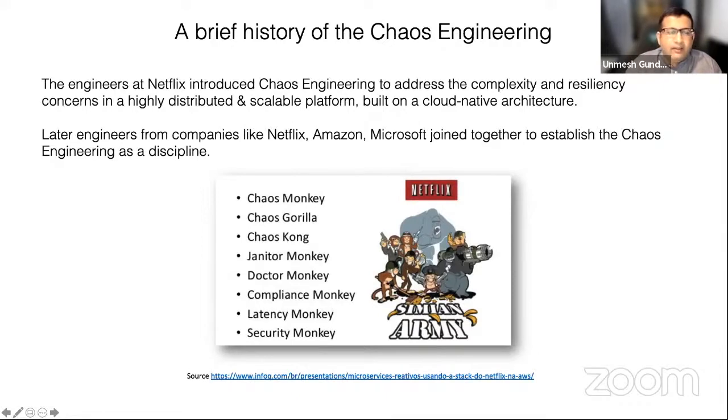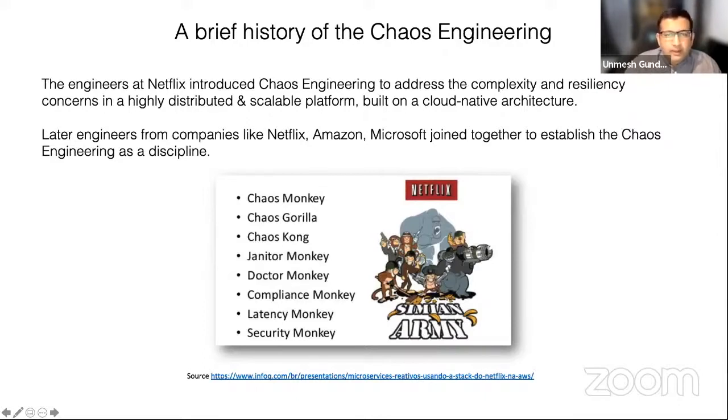So they started building some tools like Chaos Monkey, a set of tools now called the Simian Army. These tools were introduced at different times to basically simulate different types of failures within their architecture, and then use that information to make the architecture highly available and resilient to failures.